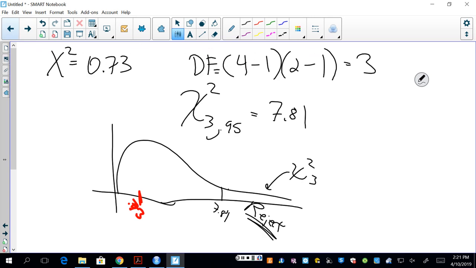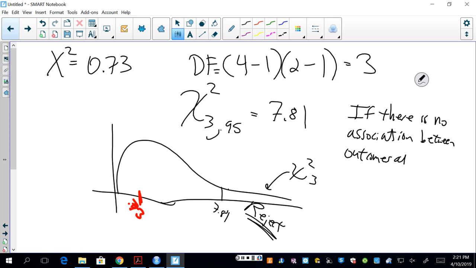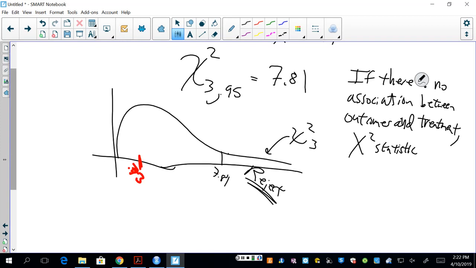This graph, right? So this is, so if there is no association, right, between, in this case, between the outcome categories and treatment, then our x-squared statistic in random samples of this size follows this chi-square 3 distribution.